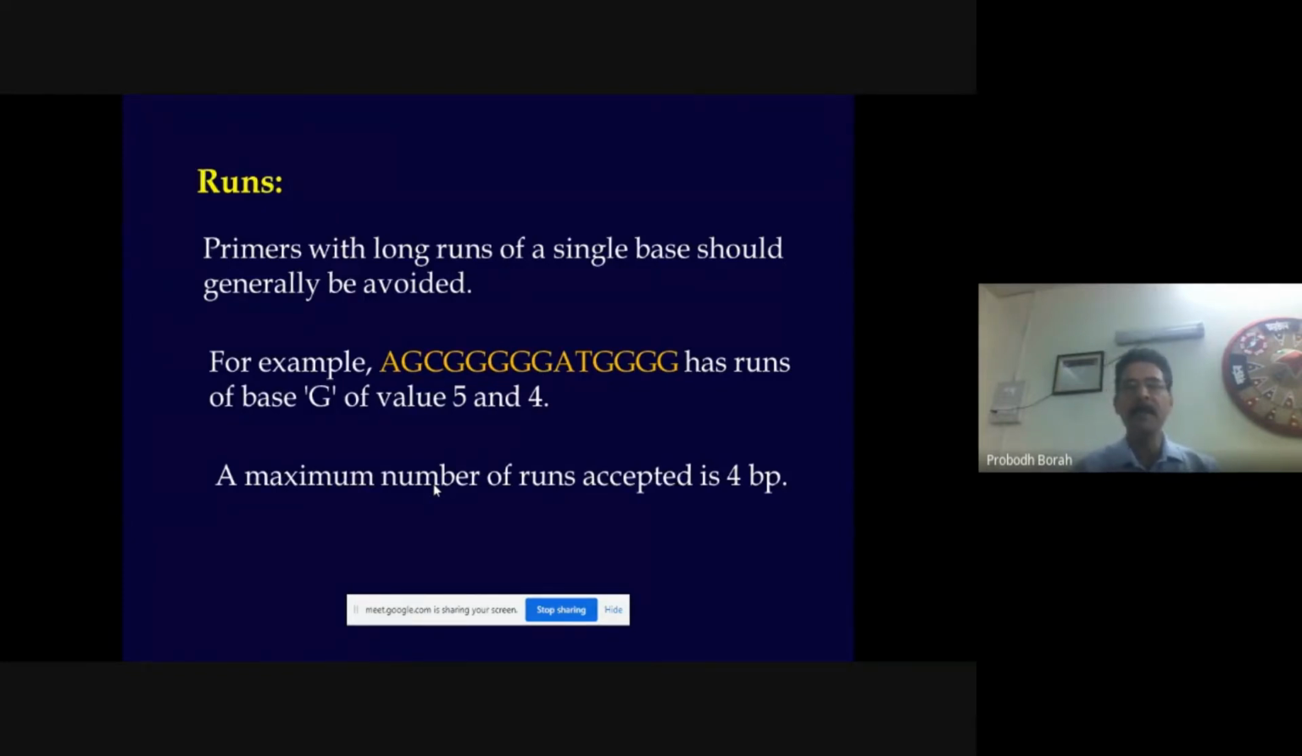Similar is the case with single nucleotide repeats, which are normally referred to as runs. C, C, C, C, C, C, or A, A, A, A, A, like that. This kind of single nucleotide repeat is also considered a genetic marker, and should be avoided in the primer sequence. So like the dinucleotide repeats, single nucleotide repeats or runs should also be restricted to 4 maximum.